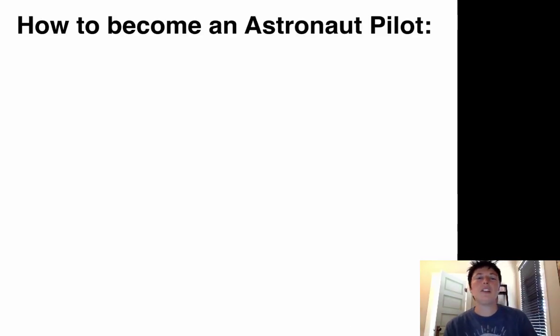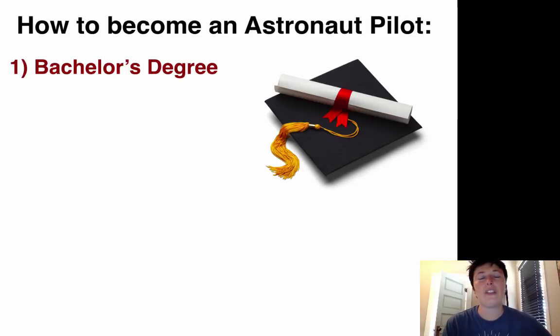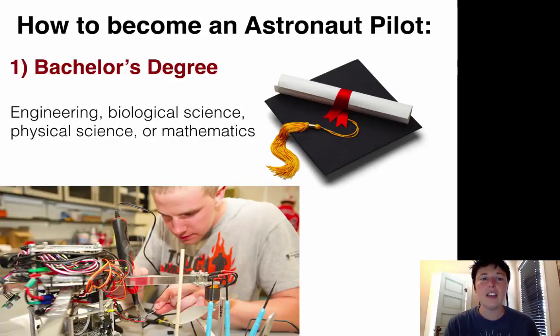But here's what you need to know. If you want to become an astronaut pilot, first you have to get a bachelor's degree, which means you have to go to college and get your typical 4-year degree. You can get that in a whole lot of different things. Engineering, science, different types of sciences like biological and physical science, or even math, which is the degree I have. So you could totally study mathematics and be on your way to being an astronaut pilot. But that's just step one.